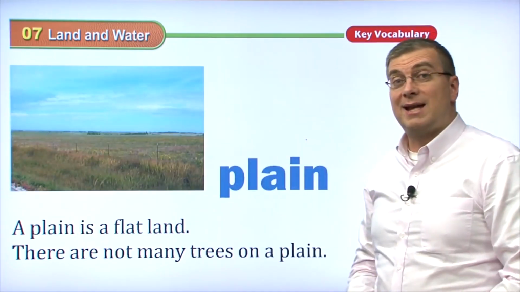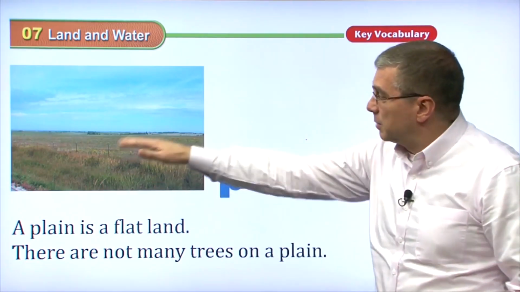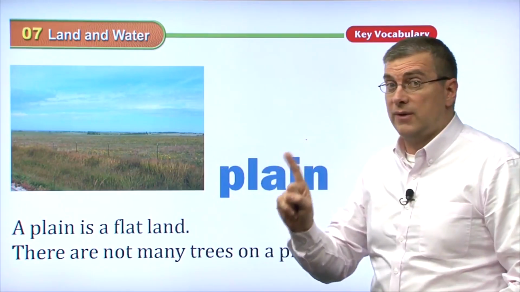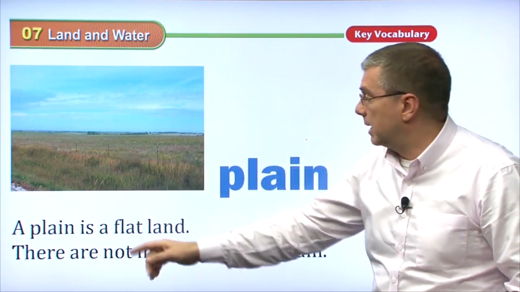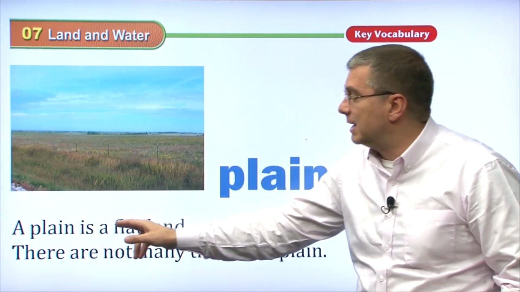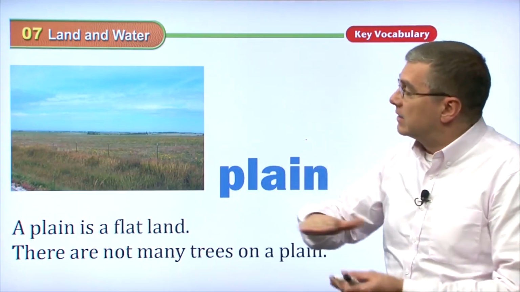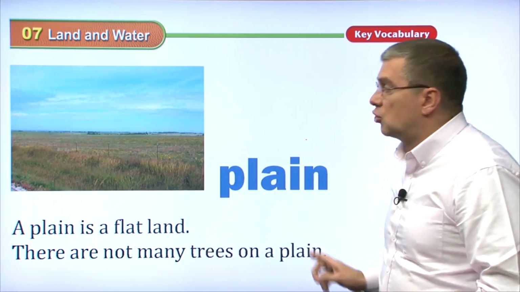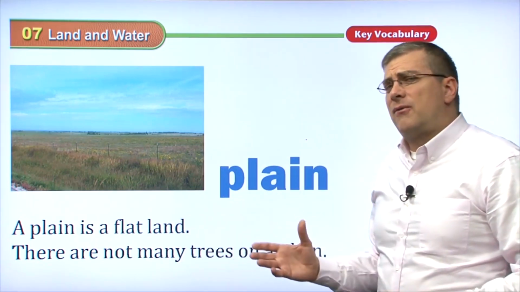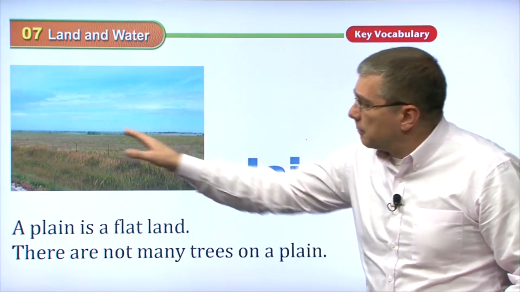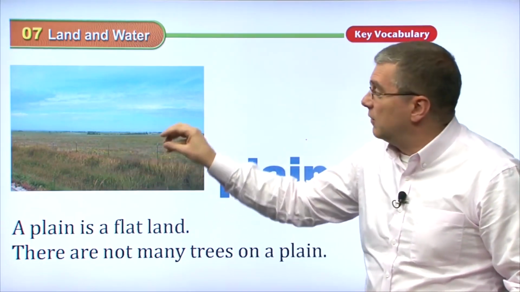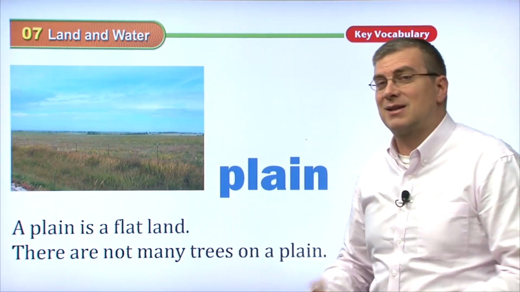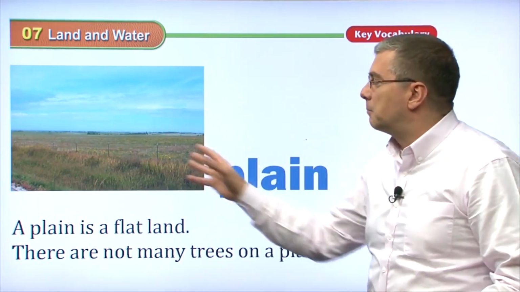Another feature of the land is a plain. Now, we can see plains in many areas. What are some features of the plains? Well, of course, one feature is that it's flat, right? And well, that's what we have here. A plain is a flat land. It's a flat area of land, a very flat piece of land. There are not many trees on a plain. We talked about forest before, right? But on a plain, you don't have many trees. If you have many trees, that's a different feature. That's a forest, right? That's a different type of habitat for animals.